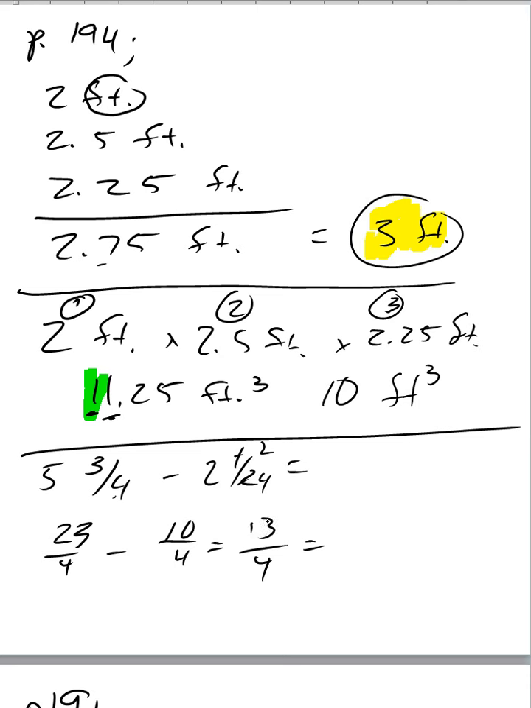13/4. And now I need to reduce that down. So 4 goes into 13 3 times, with 1/4 left over. Let's say we're working with miles here, so my answer is 3 1/4 miles.